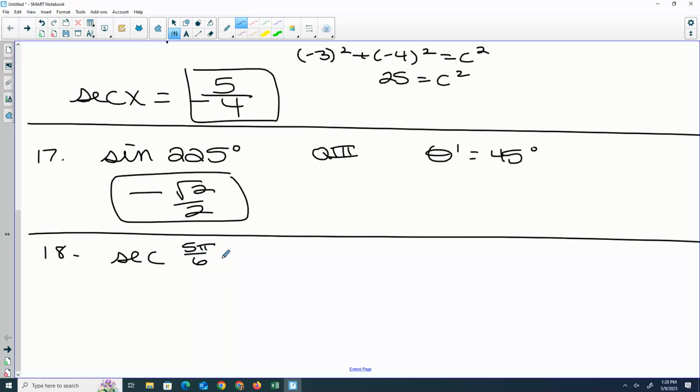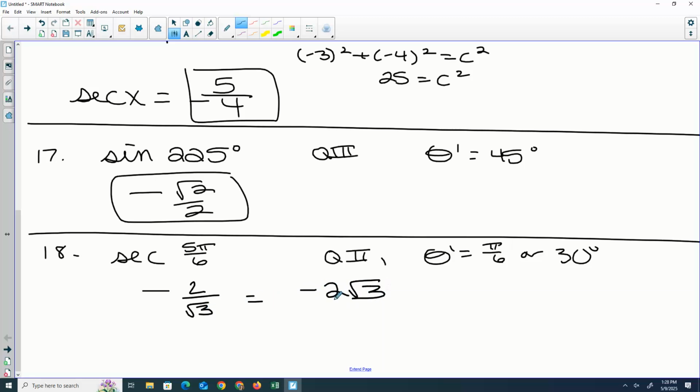So in this one, same thing, it's just in radians. What quadrant is 5 pi over 6 in? 2, because the top is 1 less. Reference angle is pi over 6, or you could think of that as 30 degrees. In quadrant 2, remember secant's the reciprocal of cosine. Sine is positive, so that means cosine and secant would be negative. The cosine of 30 is radical 3 over 2. So if you flip that, 2 over radical 3, so that's negative 2 radical 3 over 3.